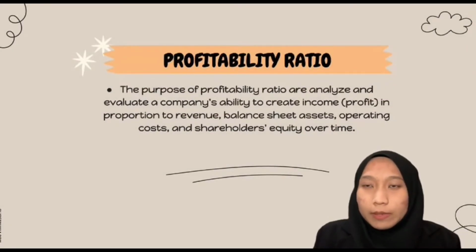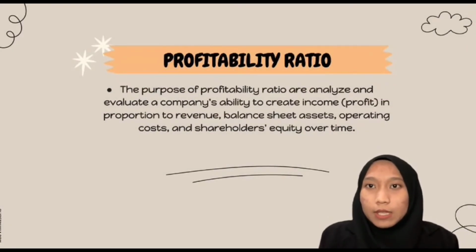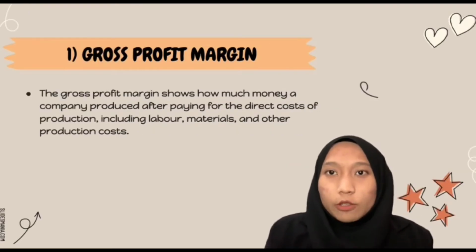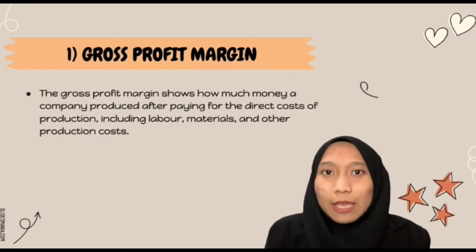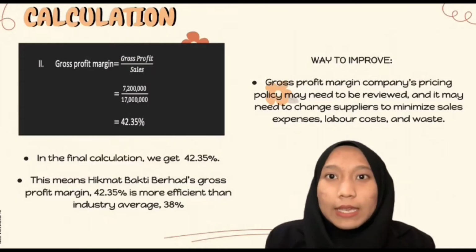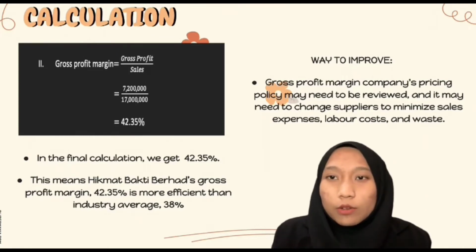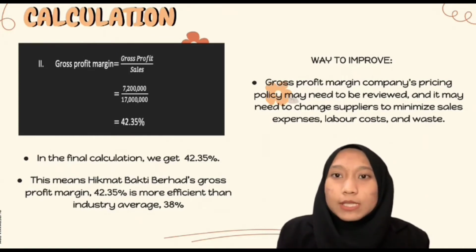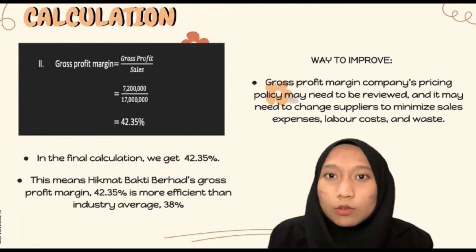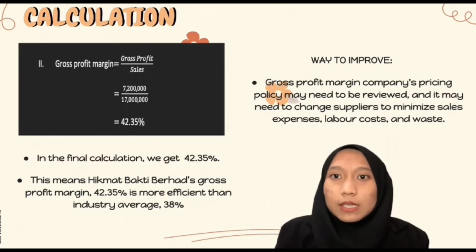The purpose of profitability ratios is to analyze and evaluate a company's ability to create income in proportion to revenue, balance sheet assets, operating costs, and shareholders' equity over time. The gross profit margin shows how much money a company produces after paying for the direct cost of production, including labor, materials, and other production costs. In the final calculation, we get 42.35%. This means Hikmat Bati Berhad's gross profit margin, 42.35%, is more efficient than the industry average, 38%. To improve the gross profit margin, the company's pricing policy may need to be reviewed, and it may need to change suppliers to minimize sales expenses, labor costs, and waste.